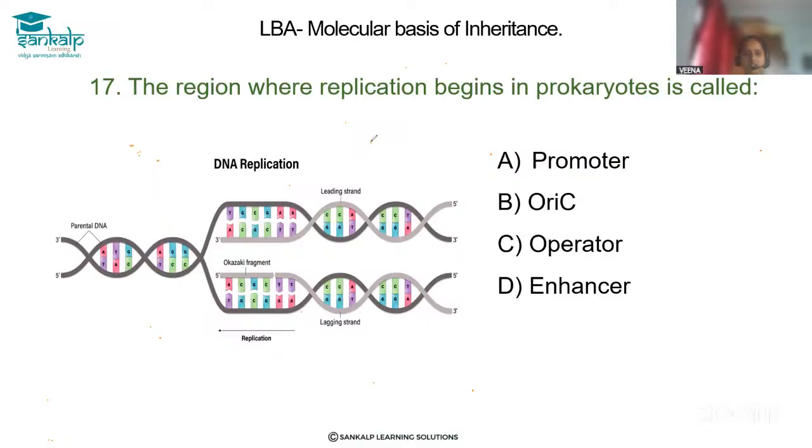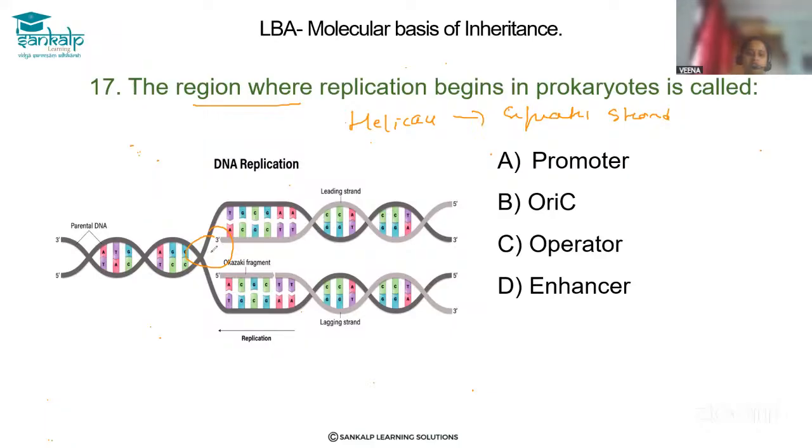Let's solve question 17. The region where replication begins in prokaryotes is? They are asking the region where replication begins. You know that the helicase enzyme comes and unwinds the strands of DNA and separates them. That is the exact region where replication starts.